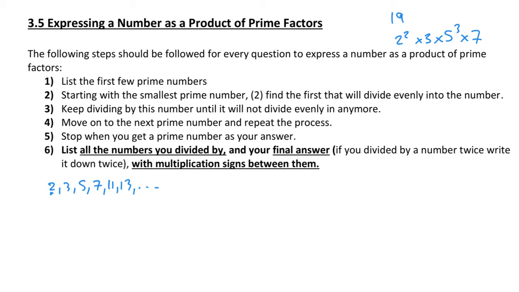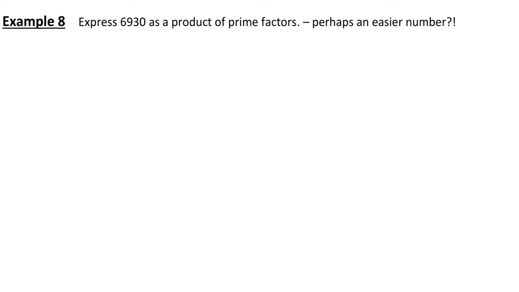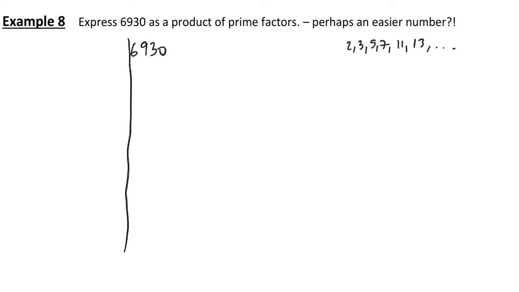So we'll look at an example of what we actually mean. Express 6,930 as a product of primes. The first step we need to do is write out the first few primes: 2, 3, 5, 7, 11, 13 and so on. This is sometimes known as the ladder method because it looks a bit like a ladder. So we do our divisions underneath so that we can divide the new answer by a prime number.